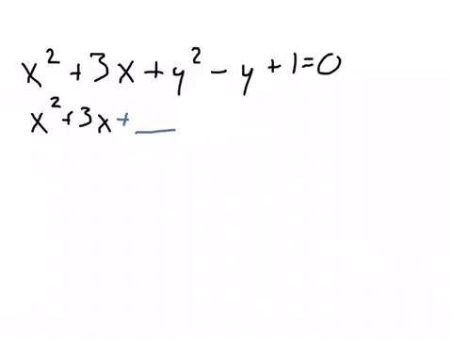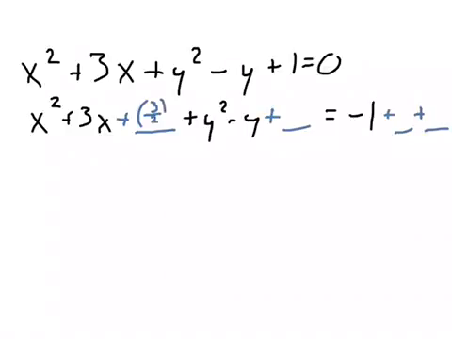So I've gone ahead and gotten my x terms together. I'm now getting my y terms together, leaving my blanks after the x and y. I'm going to move that 1 over to the right-hand side as a negative 1. And now I'm going to go ahead and figure out what I need to put in those blanks to complete the square. So half of 3 is 3 halves. I square that. Half of negative 1 is negative 1 half. I'm going to square that. 3 squared is 9, and 2 squared is 4.